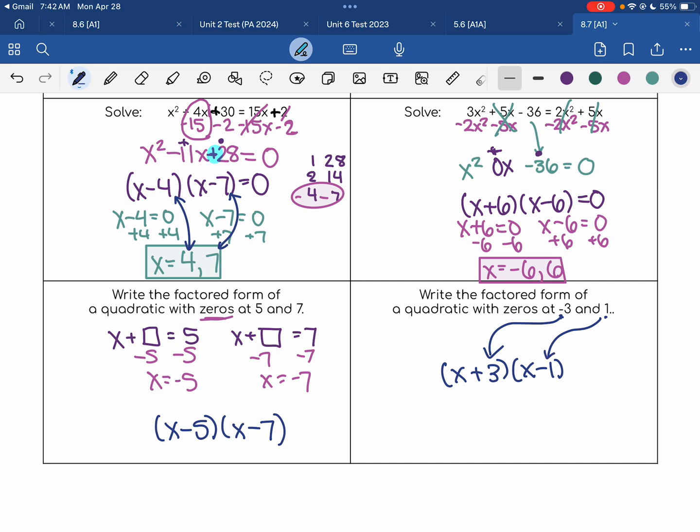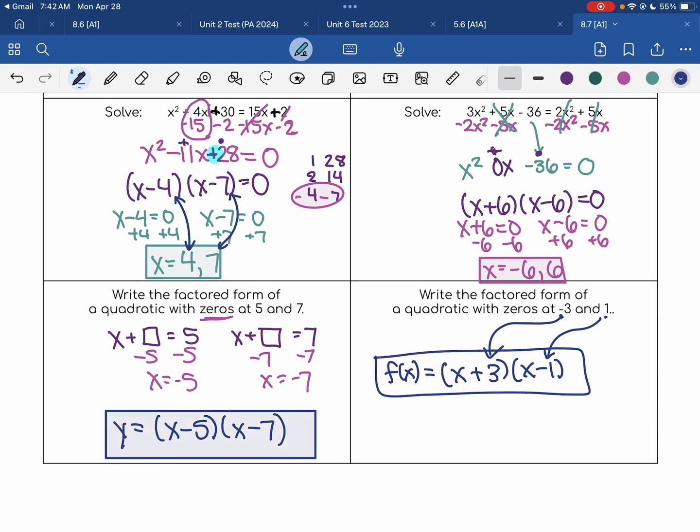That's it. Now, to finish off both of those, if you need it to be a quadratic function, you need to either write y equals or f of x equals out front. I don't care. I think most of you will pick y equals, but you do need that to finish it off. Otherwise, it's not a function if it doesn't have an equal sign. That's it. That's all you have to do to write those.